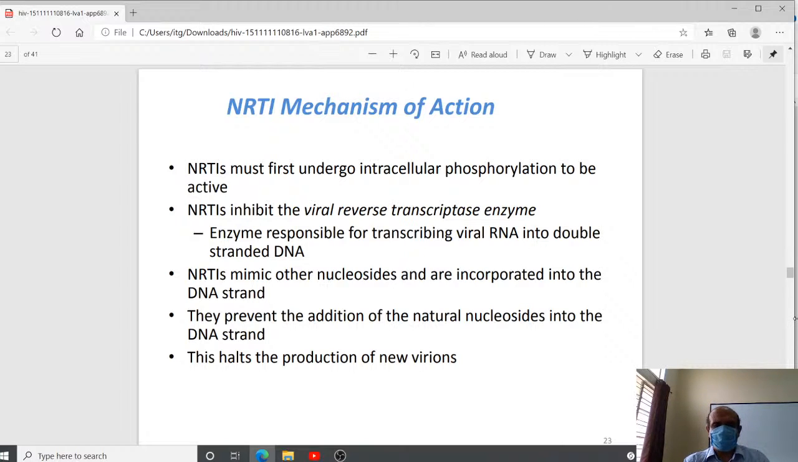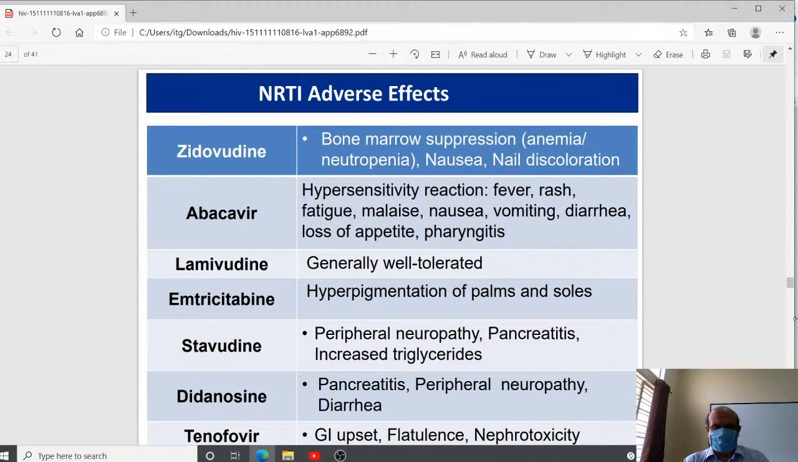They prevent the addition of natural nucleosides into the DNA strands. This halts the production of new viruses. NRTI adverse effects: zidovudine causes bone marrow suppression, anemia or neutropenia, nausea and nail discoloration. Abacavir causes hypersensitivity reaction, fever, rash, fatigue, malaise, nausea, vomiting, diarrhea, loss of appetite, and pharyngitis.